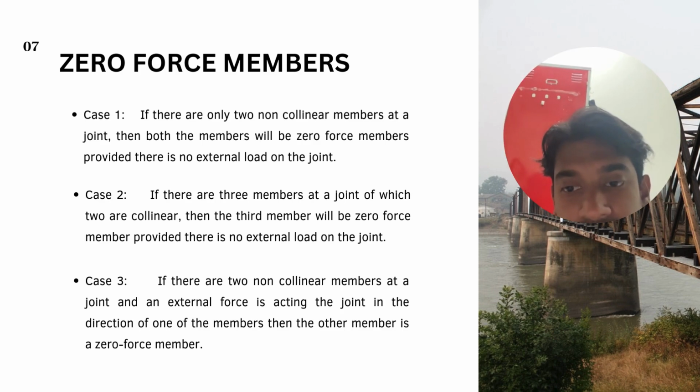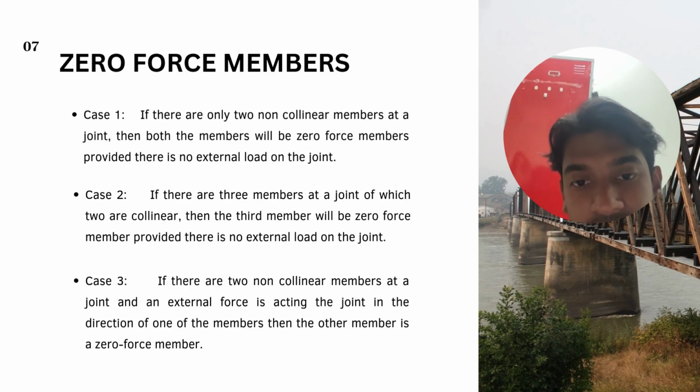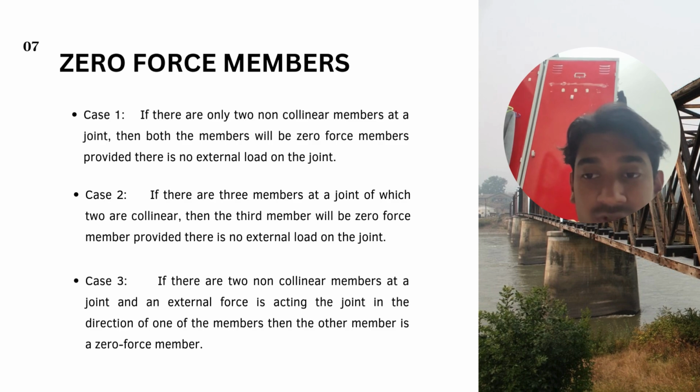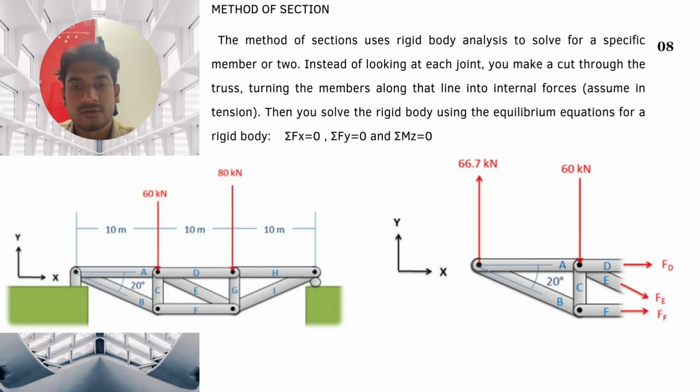For case 2, if 3 members meet at a joint and 2 are collinear, then the third must be directed perpendicular to the other 2 members, so it will become a zero force member. For case 3, if a joint has non-collinear members and no external force is acting in the direction of one member, then the others will become zero force members.